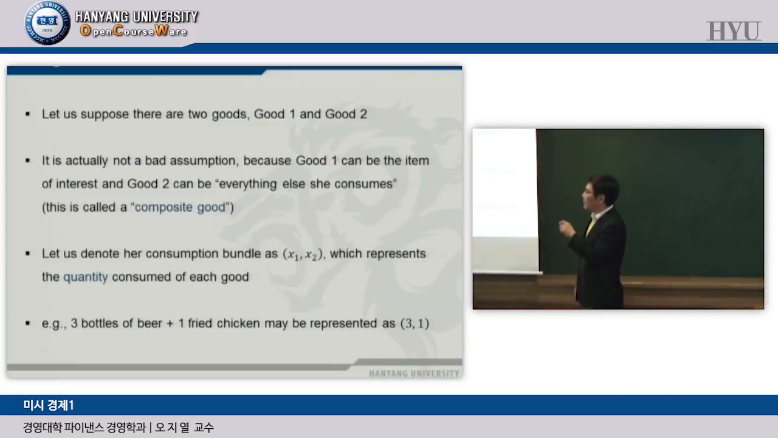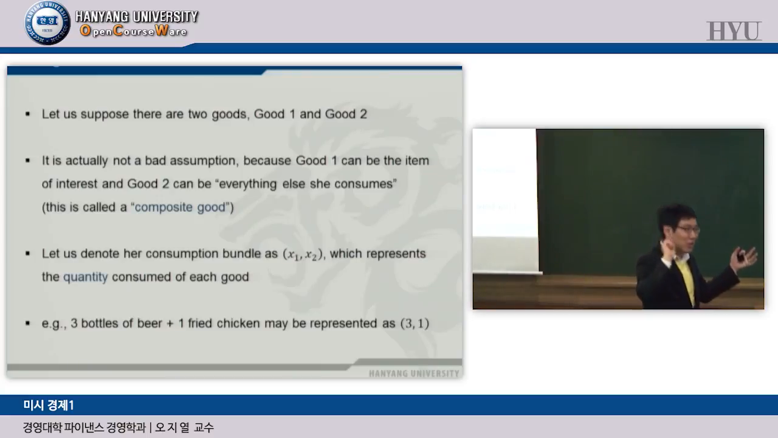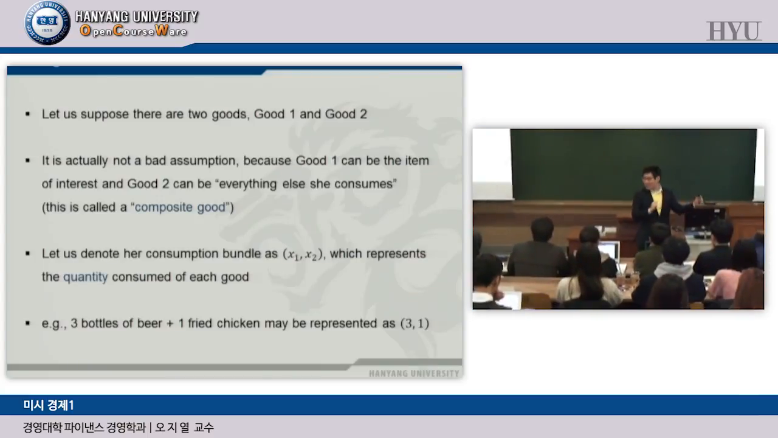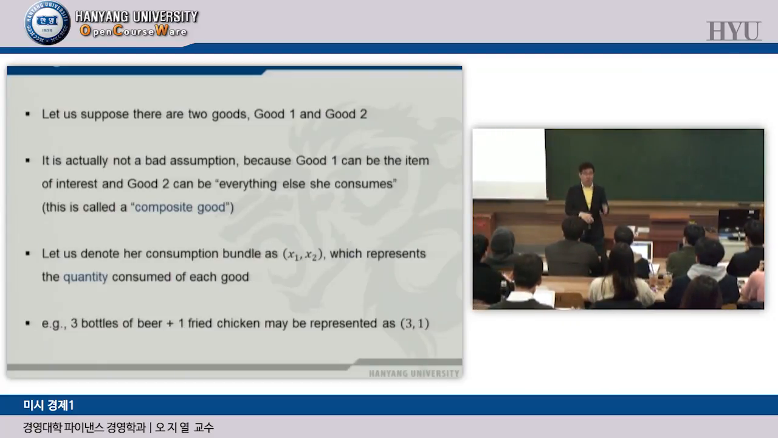This is a mathematical notation coming in a little bit, but I can't do much about it. Let's denote your consumption bundle as X1 and X2, which represents the quantity consumed of each good. Those at the econometrics class, I promised that I wouldn't use the food example anymore, but clearly I failed here. So 3 bottles of beer, and 1 fried chicken might be represented as (3, 1) on the Cartesian two-dimensional axis. Okay?